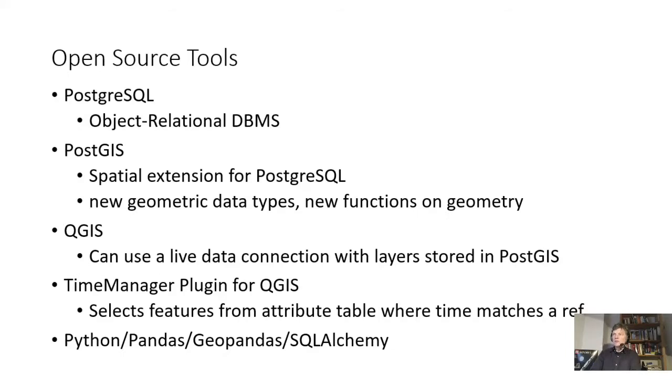QGIS can use a live data connection to layers which are stored in PostGIS. So the idea is that we store geometric, geographical data with some geometry information, a point of a station with coordinates, in the PostGIS database. And this information can then be used as a vector layer, as a spatial layer in QGIS. It can be imported, but it's a live link. So any change in the database will be reflected immediately in real time in QGIS and vice versa.